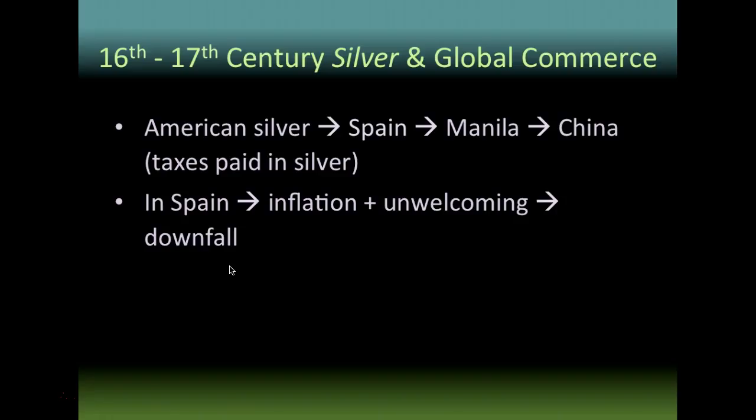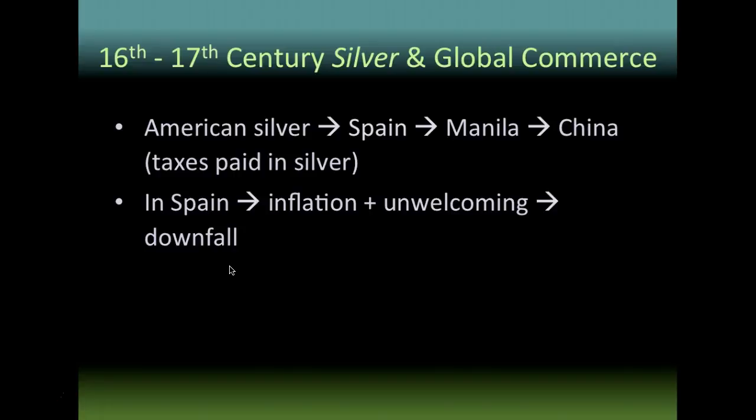So here's how the circle of silver goes. American silver, as in silver that comes from the Americas, from, say, Potosi in Bolivia, in modern day South America, ended up going to Spain, and from Spain ended up going to Manila, which is south of China, and from there it went to China, where taxes were paid in silver.